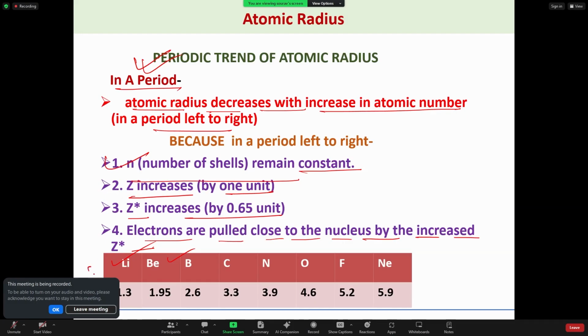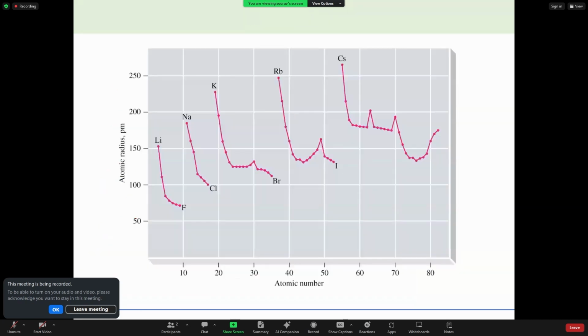Yeah, this is the Z star value. This is the Z star value. So this is the strength you can see. This is the lithium, then the sodium, potassium, cesium. So this is actually the group.